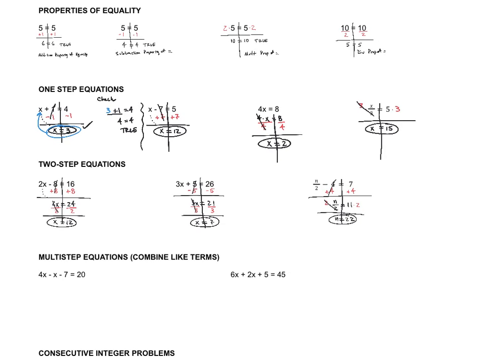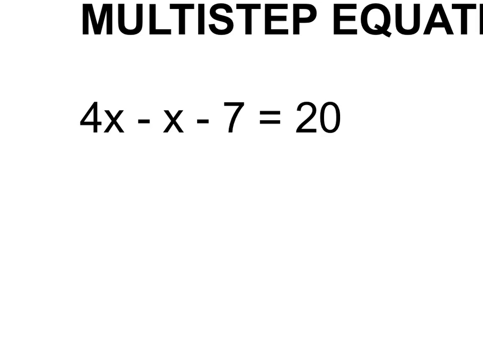So we've done one-step equations, we've done two-step equations. I now want to talk about multi-step equations where we combine like terms. So on this first one, what I want to do is I want to look at this, draw my line, my wall of algebra, and what you notice is that I've got these different terms here. I've got three terms. All right, so I've got the 4x, I've got this negative x, and I've got a minus 7, and then I got this 20 here.